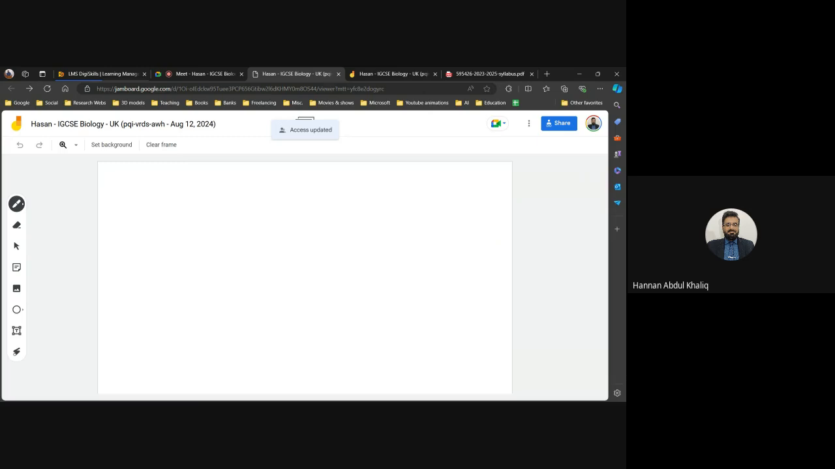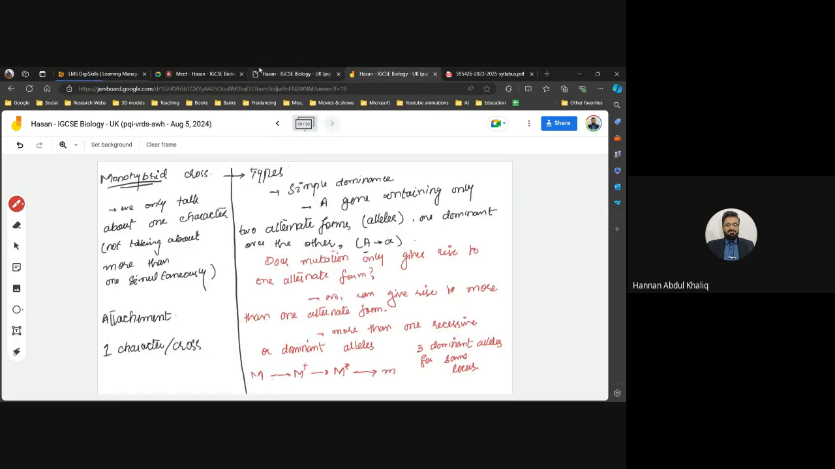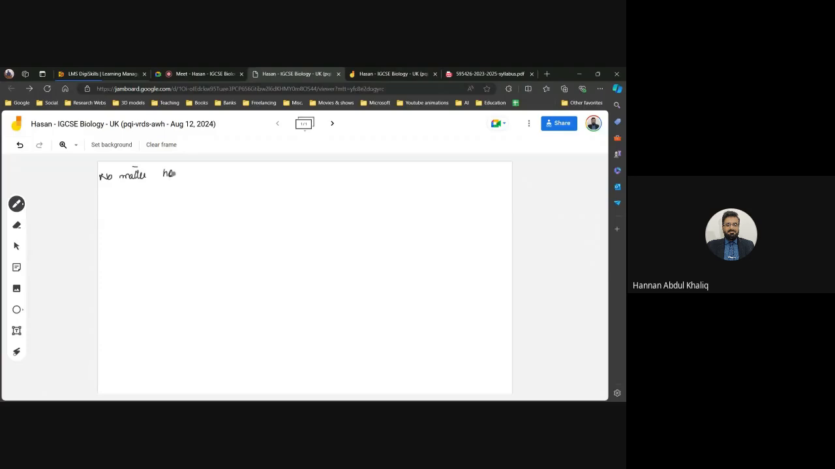So basically, we are now having more than one allele because of constant mutations, and they are going to occupy the same locus. Remember, no matter how many alleles are there, they are supposed to be occupying the same locus, and there can only be two alleles per person.